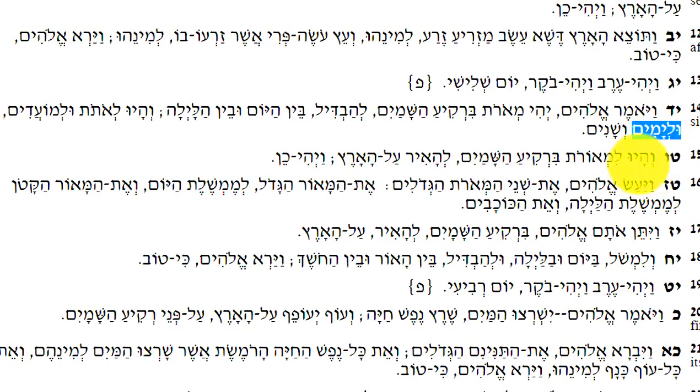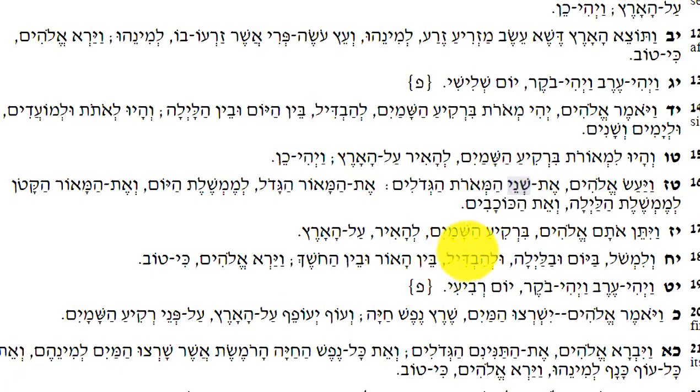V'hayu l'ma'orot, or is light. Birakia is firmament. Hashemayim is heavens or sky. L'ha'er al ha'aretz, to light on the earth. V'yihi chen. So we've had all of these words before. Vayas Elohim, and God did. Et Shnei, do you remember Yom Sheni was the second day? So Shnei is two.